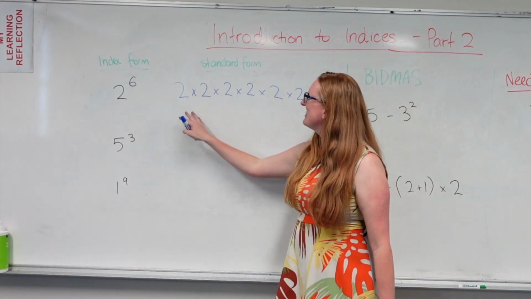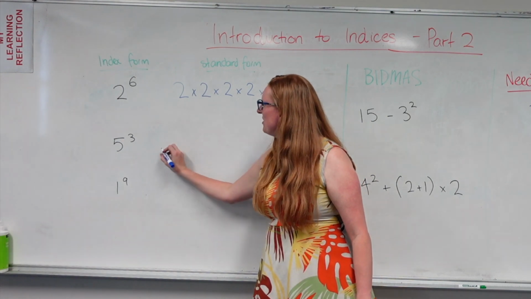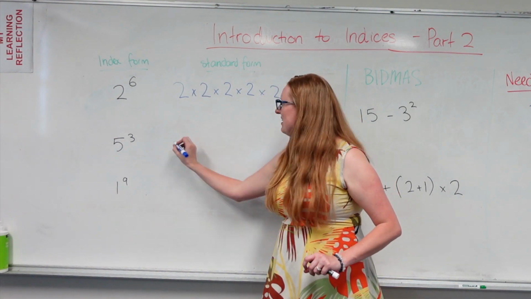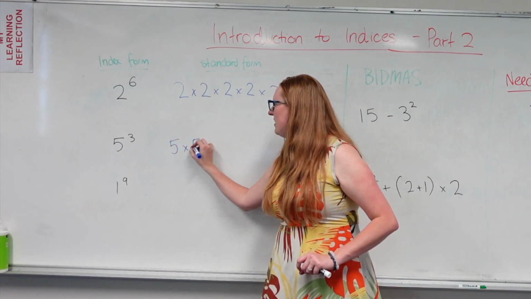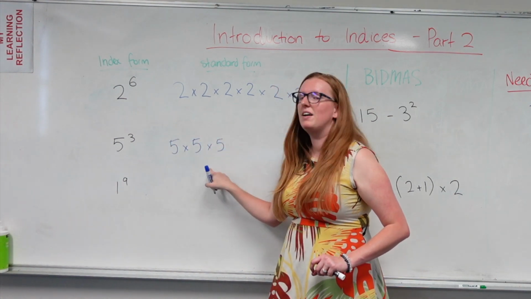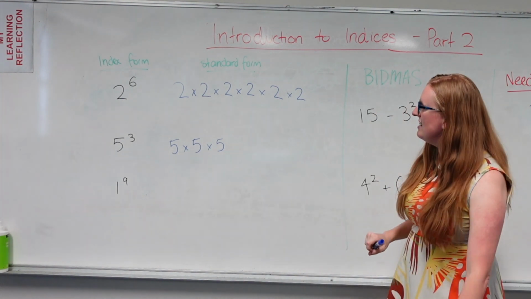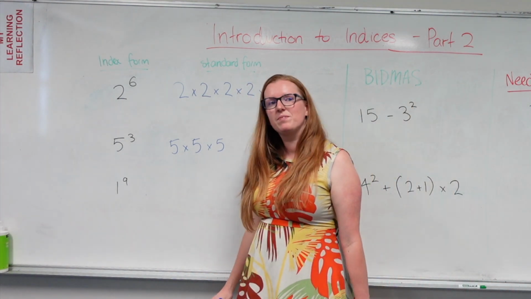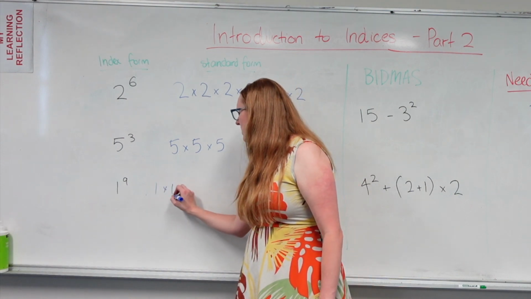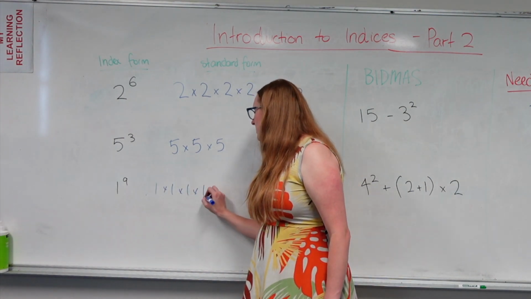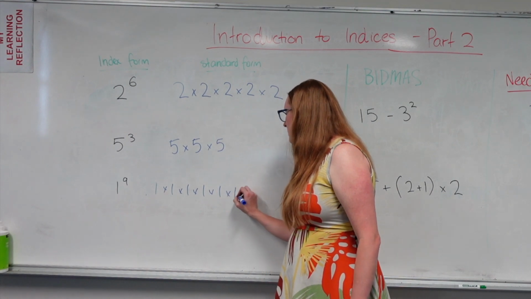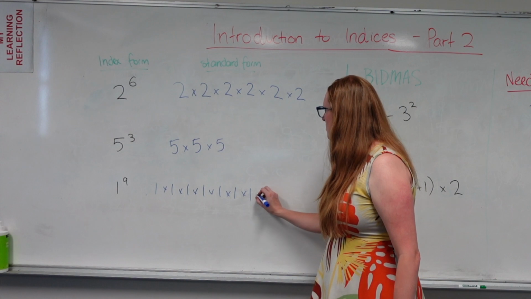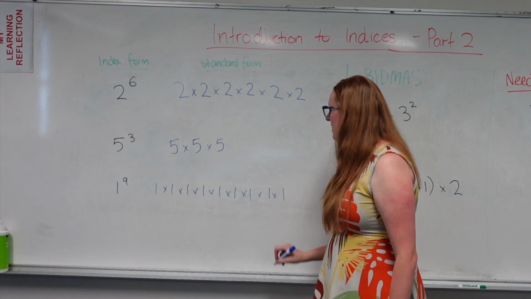All right, so now here I've got 5 to the power of 3. Does it mean 5 times 3? No, it doesn't. It means 5 times 5 times 5. 5 happens 3 times. Okay, and now down here I've got the number 1 to the power of 9. So it's 1 times 1 times 1 times 1 times 1 times 1 times 1, 1, 2, 3, 4, 5, 6, 7, 2 more, 8, 9.